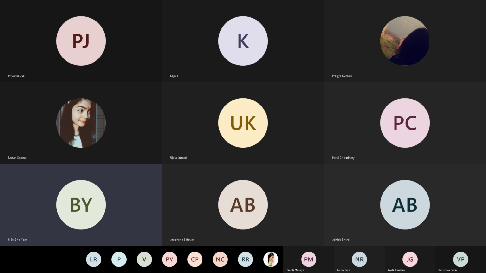One can also encounter drug-induced diarrhea. So these are certain adverse reactions of penicillin.